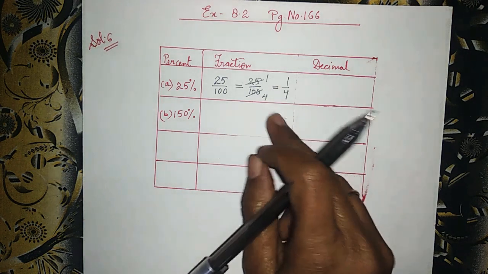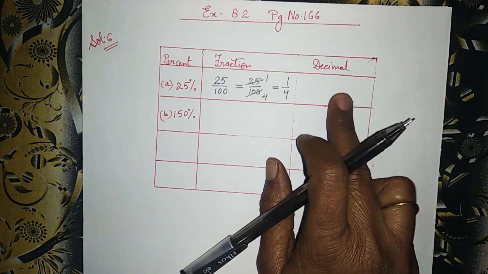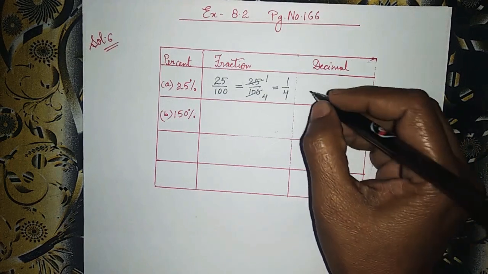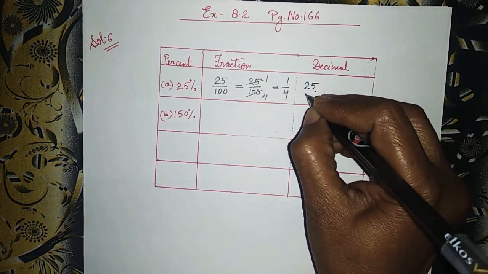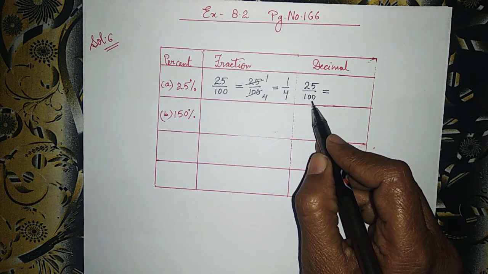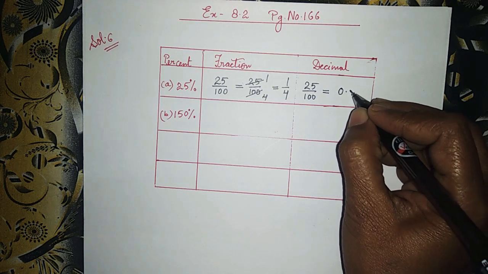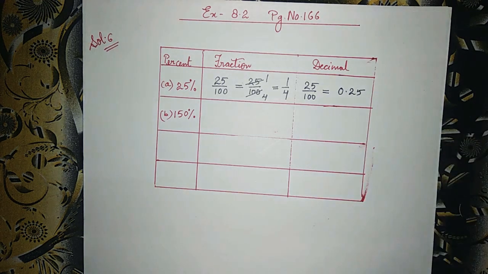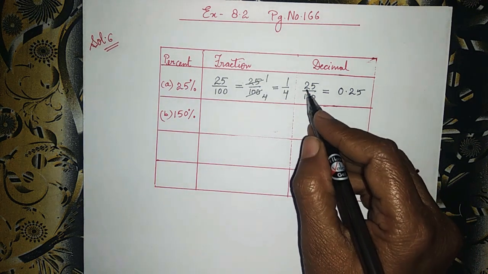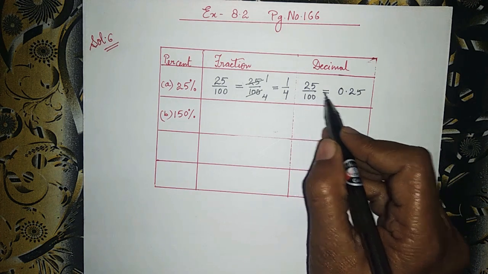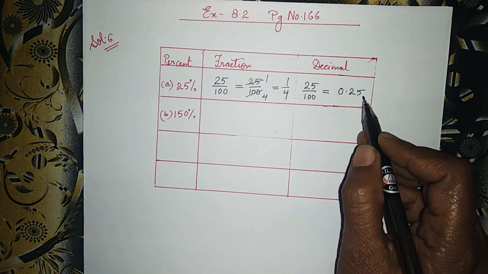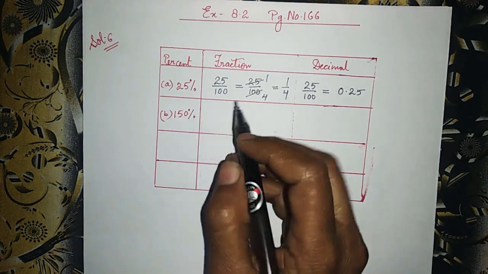Now we will write this fraction in decimal form. So 25 upon 100 we will write in decimal. 25 upon 100, and here we can see 2 zeros. Okay, so in decimal how can we write? 0.25. Okay, 0.25, because here 2 zeros, so after decimal you need 2 digits and here you have 2 digits, so the number will be 0.25.